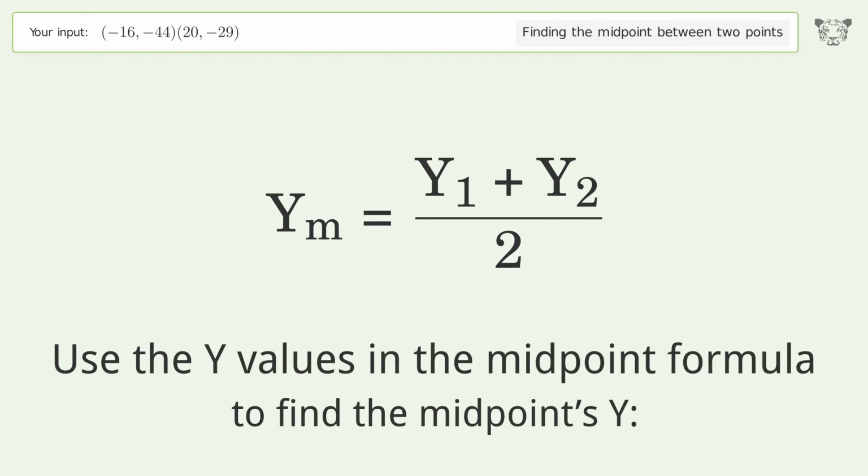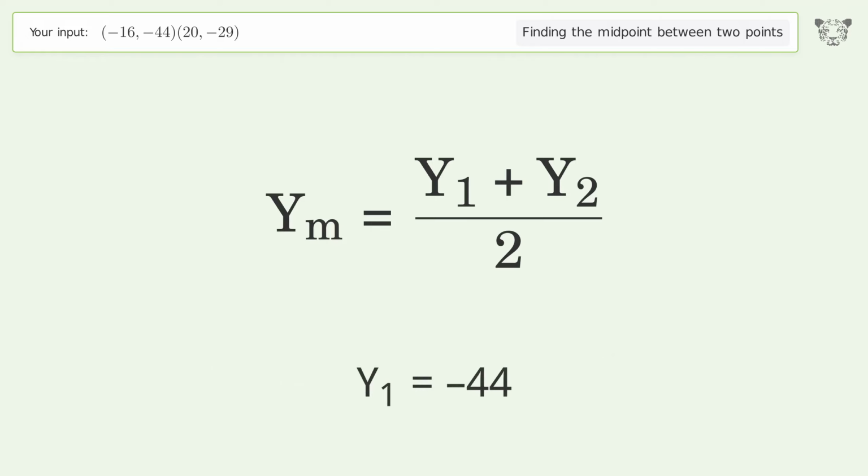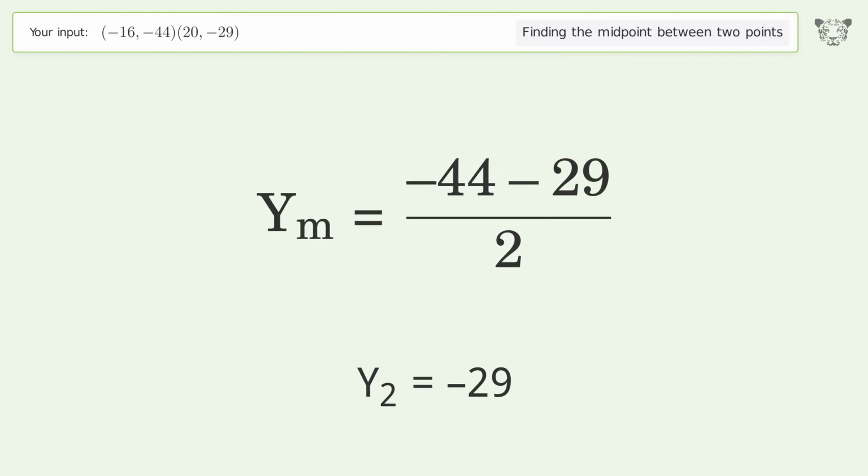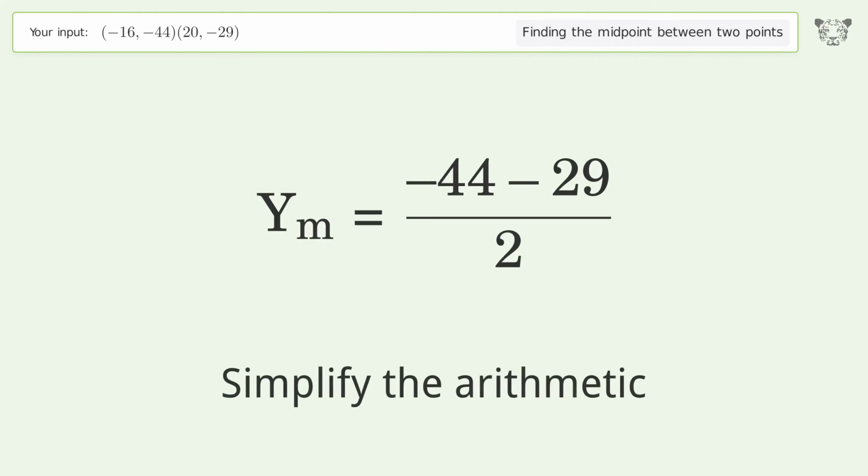Use the y values in the midpoint formula to find the midpoint's y. y1 equals -44. y2 equals -29. Simplify the arithmetic.